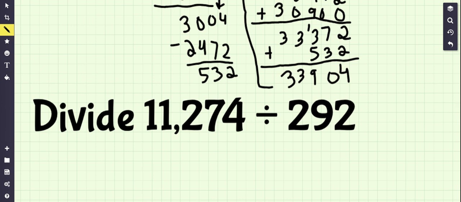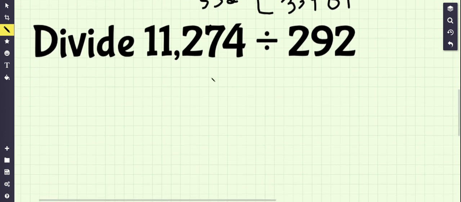Our next one is 11,274 divided by 292. Remember, the divisor is the one that goes outside, like the little box. So inside the box is the first number, the dividend, right? The dividend. And then we're going to divide it.